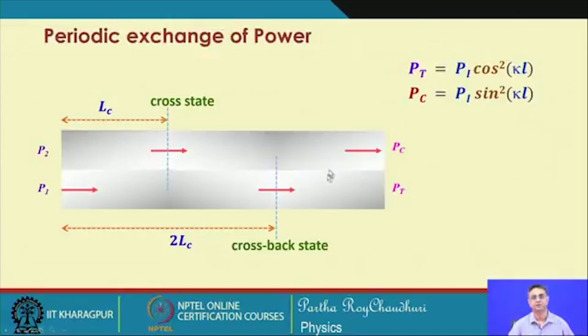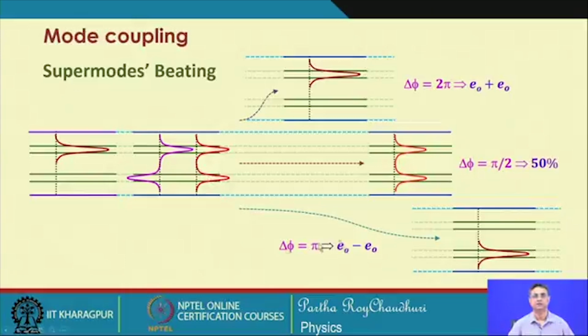So, to have a visual flavor of how this coupling takes place, you have an input power in waveguide 1, and it goes to waveguide 2, and then it again comes back to waveguide 1 and again goes across. In this way the periodic exchange of power takes place back and forth between the two waveguides. This state is called the cross state, because you have the entire power switched to the second waveguide. This is the cross back state, where the power is restored back into the first waveguide. So, this is the super modes beating picture, very interesting to understand.